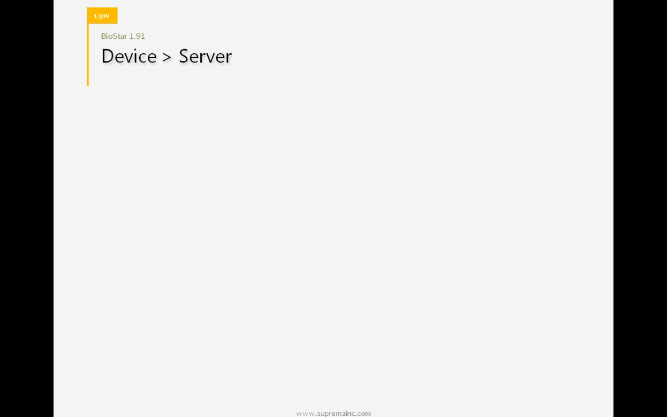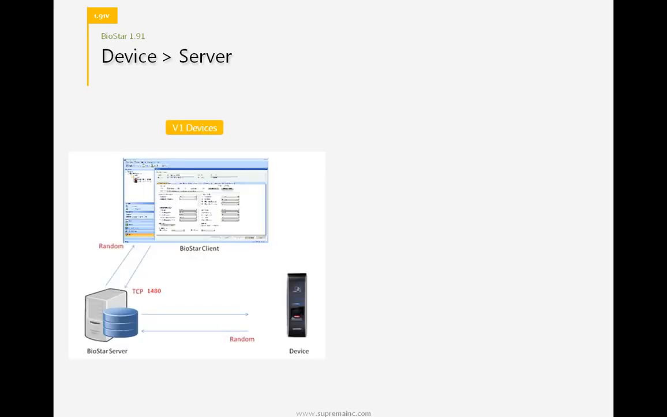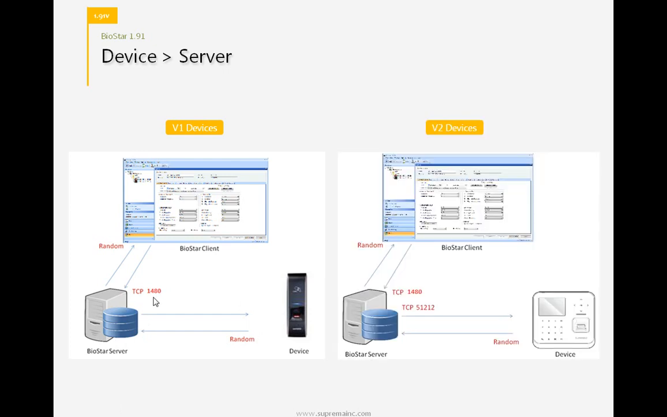If the connection mode is from device to server, the connection mode is also different. The port number being used is also different. Version 1 devices, between the server and client, it's always the same, 1480. Between the server and device, we use random ports. Version 2 devices, between the server and client, it's 1480. Between the server and device, it's 51212.